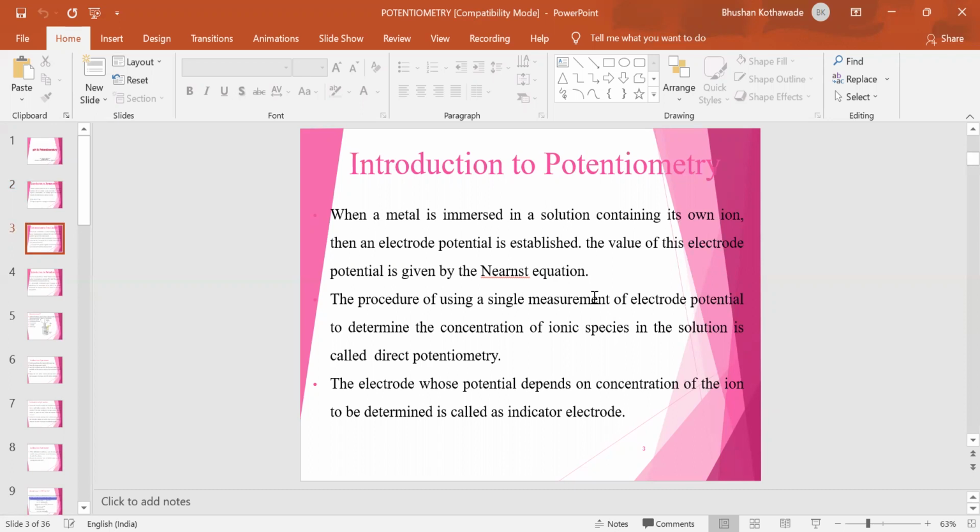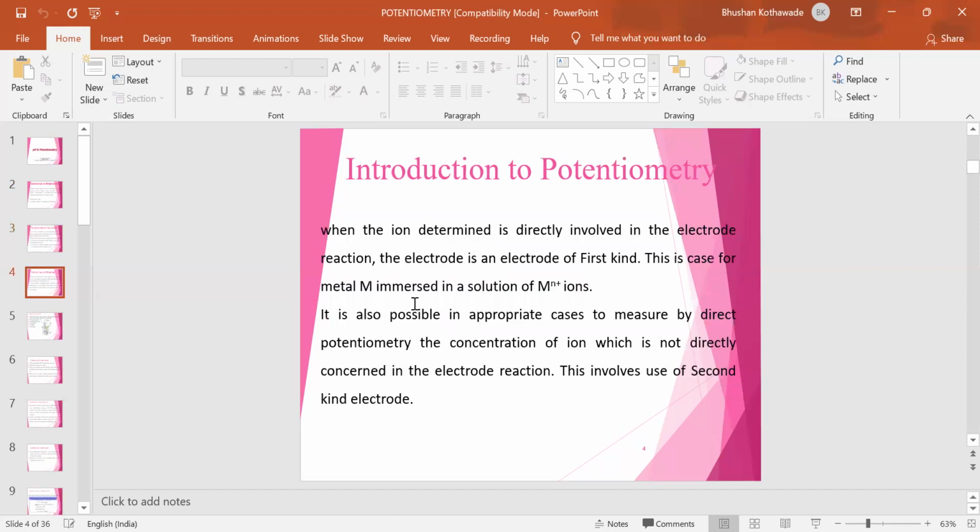The procedure of using a single measurement of the electrode potential to determine the concentration of the ionic species in the solution is called direct potentiometry. The electrode whose potential depends on the concentration of the ions to be determined is called the indicator electrode. And the electrode whose potential is standard, which is not dependent on and does not change with the concentration of the ions of the solution, is called the reference electrode.